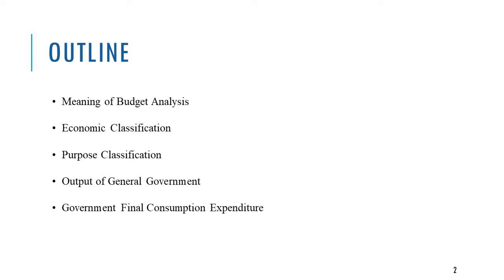In this session, we'll understand the meaning of budget analysis. Then we'll see the economic classification and purpose classification given to a government transaction as recorded in the budget document. We'll also define the output of general government and government final consumption expenditure, along with related macroeconomic identities.